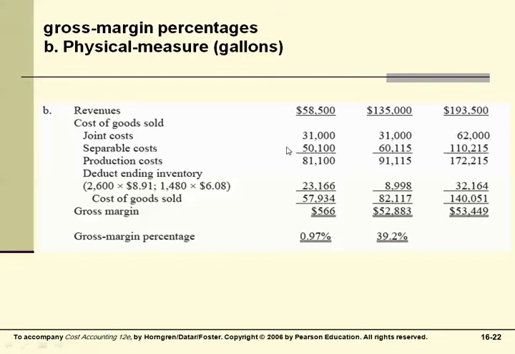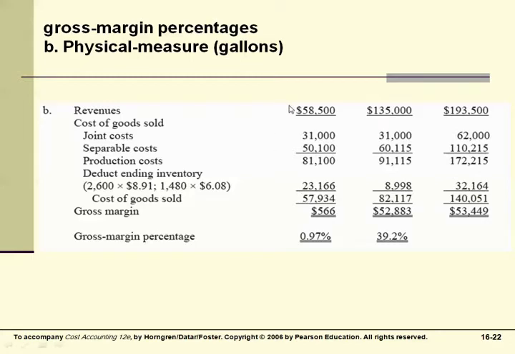50,100. Total production costs 81,100, minus or deducting ending inventory. Ending inventory is 2,600 units, 2,600 pounds multiplied by 8.91, which is the cost per pound, will result in 23,166. Total production costs minus ending inventory cost will result in cost of goods sold with the amount of 57,934.